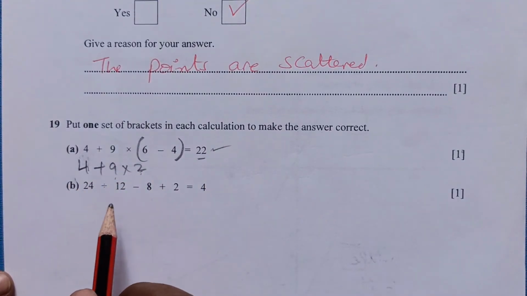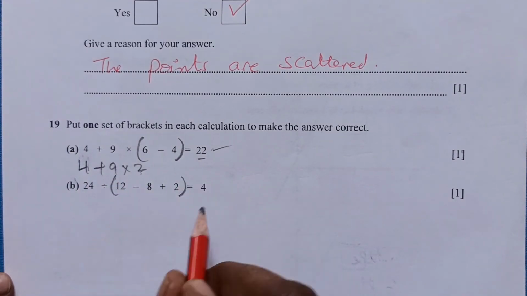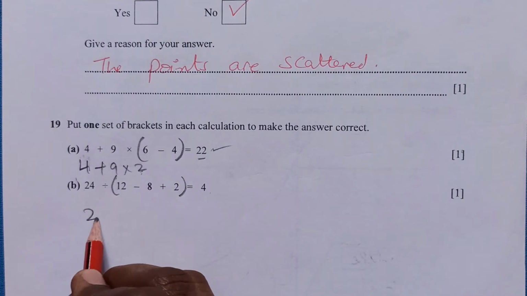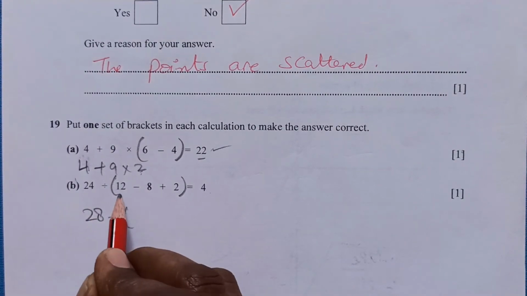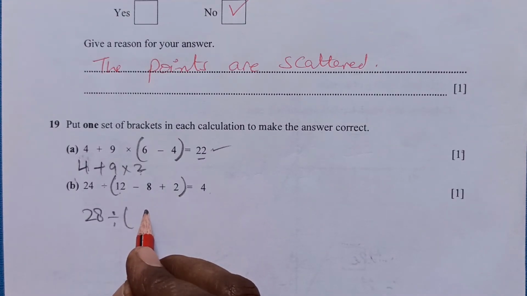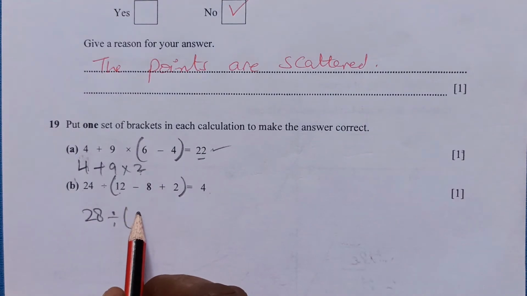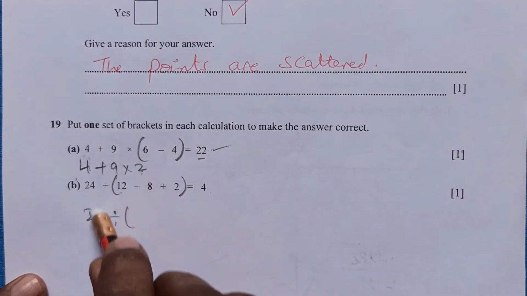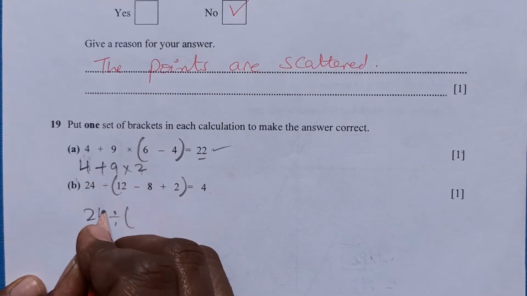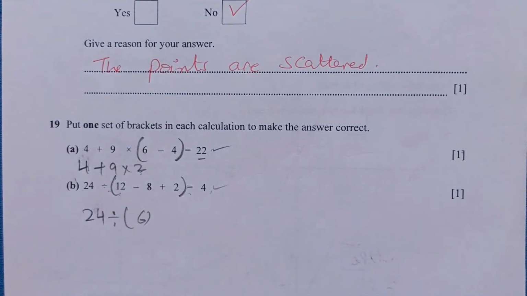So that's it. For this one here, you can see this answer is lower. So if you put the bracket here, this will be 12 minus 8 is 4, 4 plus 2, it is 6. So this will be 6, sorry, this is 24. So divided by 6, which is 4. So that's it. The bracket will go here.